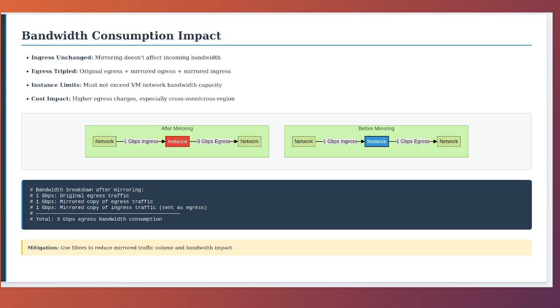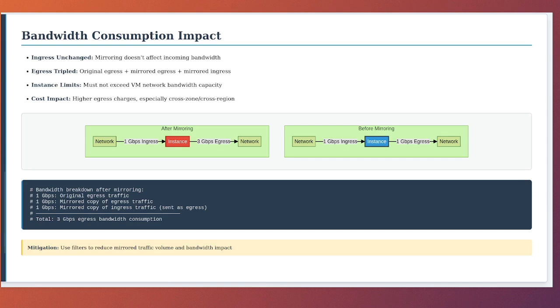Packet mirroring doesn't create copies of the ingress packets as they arrive. It mirrors them after they've been received by the instance. So from an ingress perspective, bandwidth consumption is the same. The egress side tells a different story. We now see an arrow labeled 3 gigabits per second egress. Where does this 3 gigabits come from?